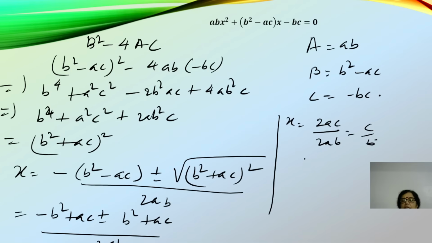If we take the negative sign, in that case, we'll get over here minus 2b squared. x will be equal to minus 2b squared by 2ab. That is equal to, 2 will get cancelled. We are left with minus b upon a. So one solution is c by b, one solution is minus b by a.